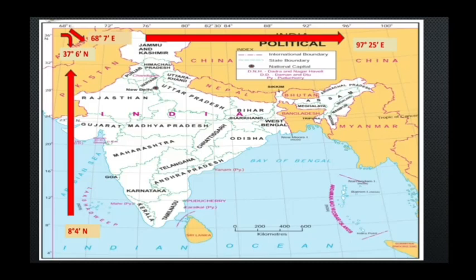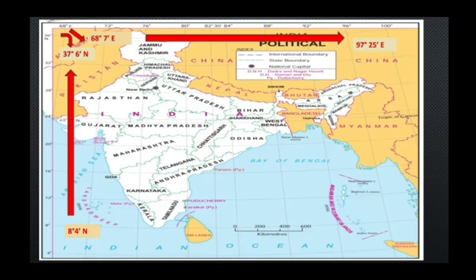India lies between 68 degrees. You all can see the red arrow, 68 degree 7 minutes east. It starts from here and goes on till 97. See the arrow, it goes towards your right hand side. That is 97 degree 25 minutes east. So this is the extent of mainland India, that is, from where to where our country extends, that is its location.